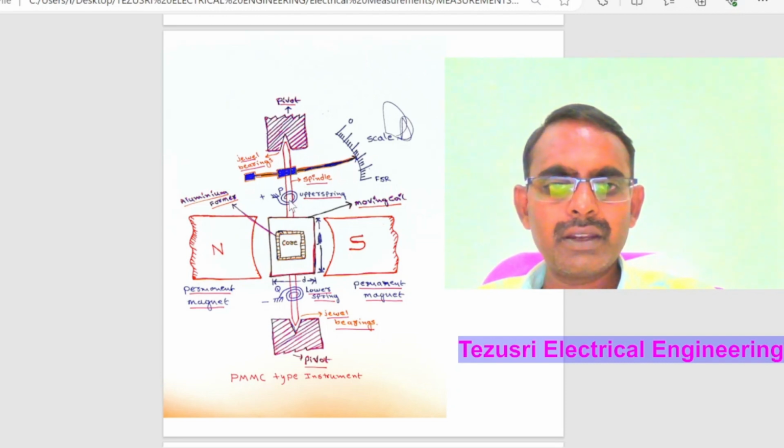In this instrument, the moving coil on an aluminum former is used. Then the eddy current damping is very effective where strong magnetic fields are available. Therefore, eddy current damping is used here.